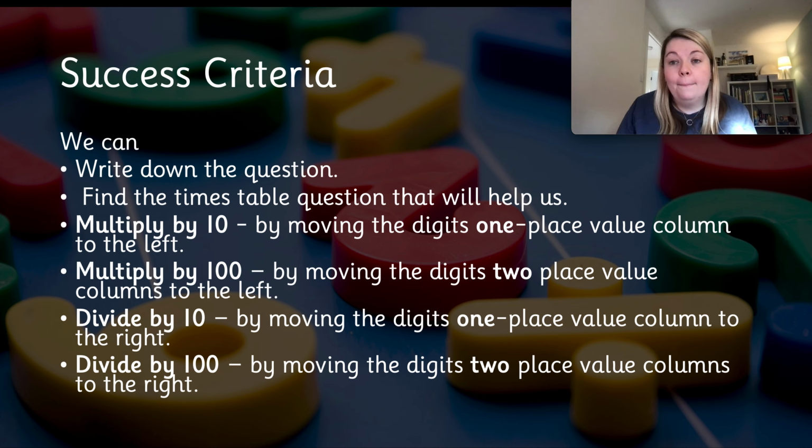If you're multiplying by 10, you're going to move the digits one place value column to the left and put a 0 in the empty space. And if you're multiplying by 100, you move the digits 2 place values to the left and put zeros in the empty place value columns. And if you're dividing by 10, you move the digits 1 place value column to the right because it's getting smaller because you're sharing it. And if you're dividing by 100, you're moving the digits 2 place value columns to the right.